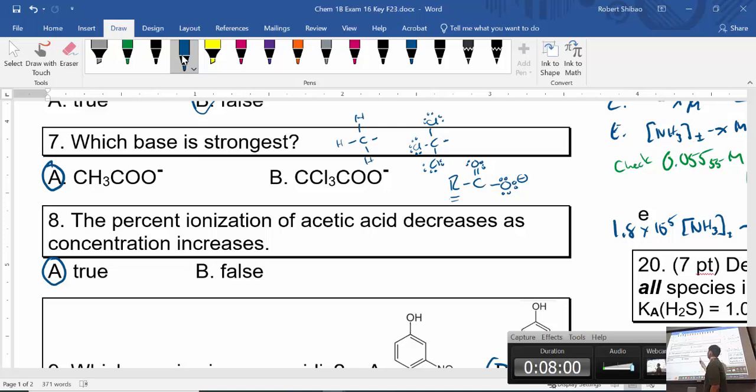Another way of looking at it is, I think of this carbon as being electron rich and this carbon as being electron poor. Why? Rebecca? Yeah.